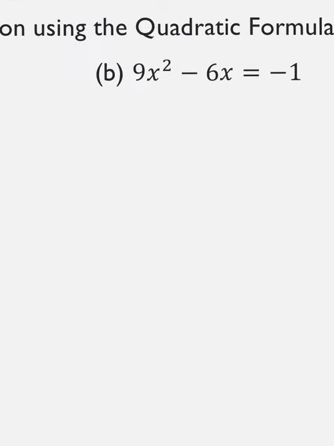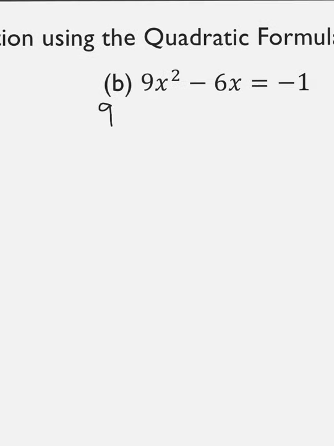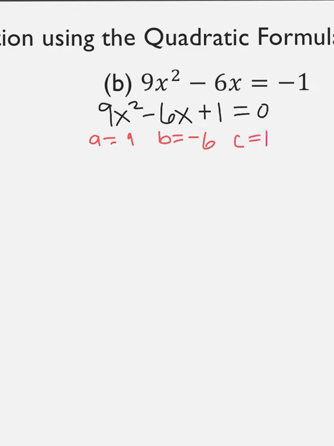We are just going to do b the exact same way, so we'll start off by moving that negative 1 to the other side. So 9x squared minus 6x plus 1 equals 0. And you can identify a, b, and c. A equals 9, b equals negative 6, and c equals 1. I would do the discriminant first, b squared, so negative 6 squared minus 4 times a, which is 9, times c, which is 1. And this does give us 0 as a discriminant.